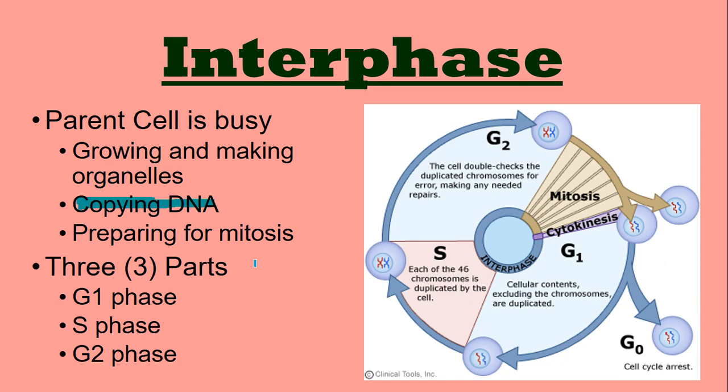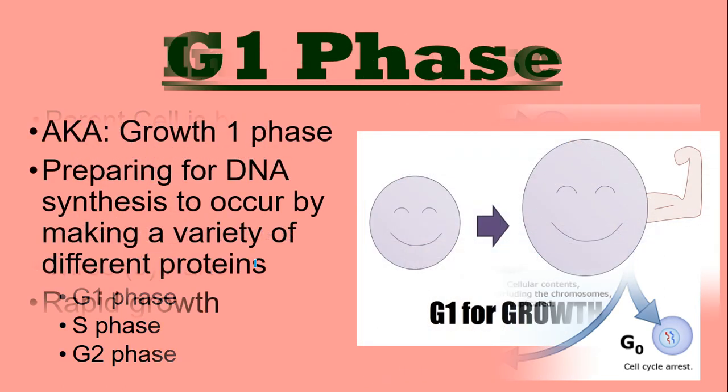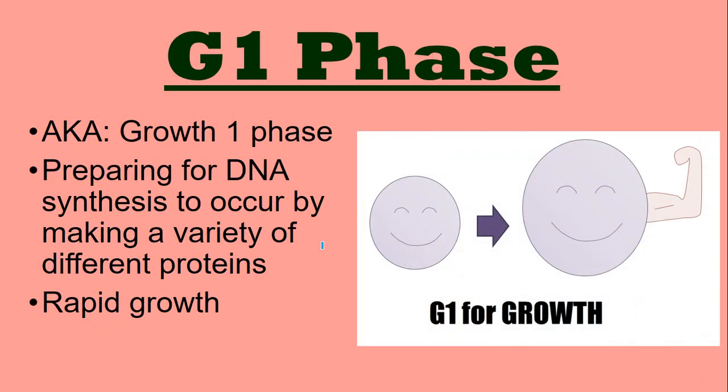Interphase can be divided into three phases: G1 phase, S phase, and G2 phase. Let's talk about the G1 phase, also known as growth 1 phase, but I've also seen it called gap 1 phase. So if it starts with a G and there's a 1 and you're dealing with cell division, you're probably talking about interphase G1.